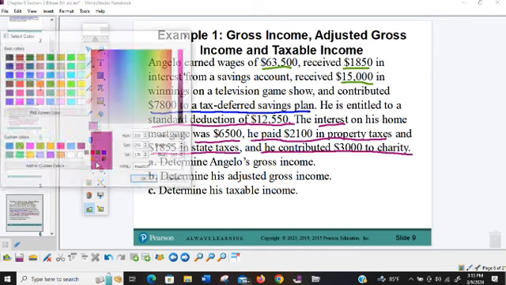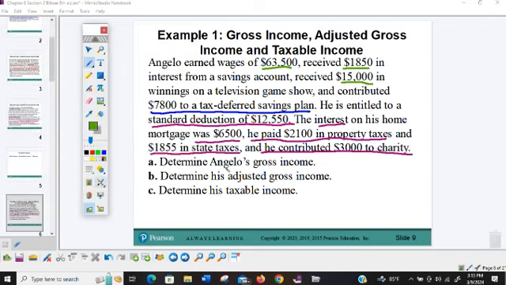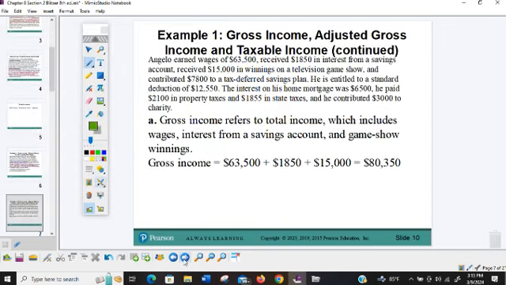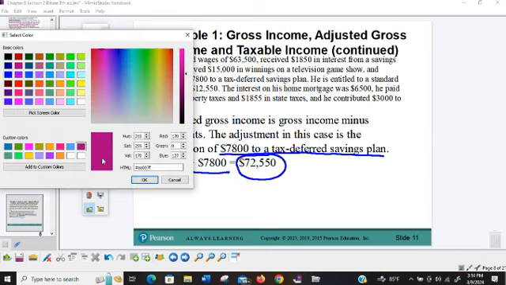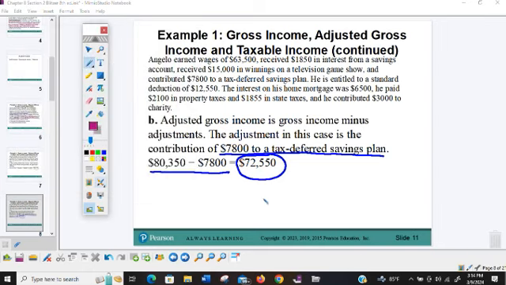First, let's go back to this color so we can color code. Let's figure out his gross income. That would be the money he earned plus the interest from savings plus the game show. So this is his gross income. Now we're going to do his adjusted gross income. The adjusted gross income is minus those adjustments, which is that $7,800 he paid to the tax-deferred savings plan. So now he's at $72,550.